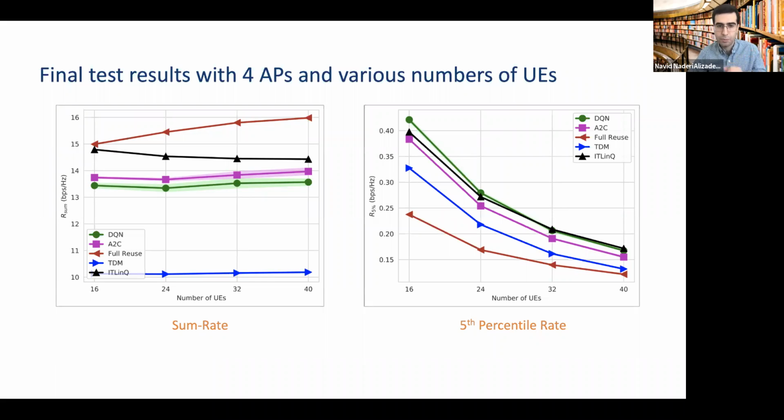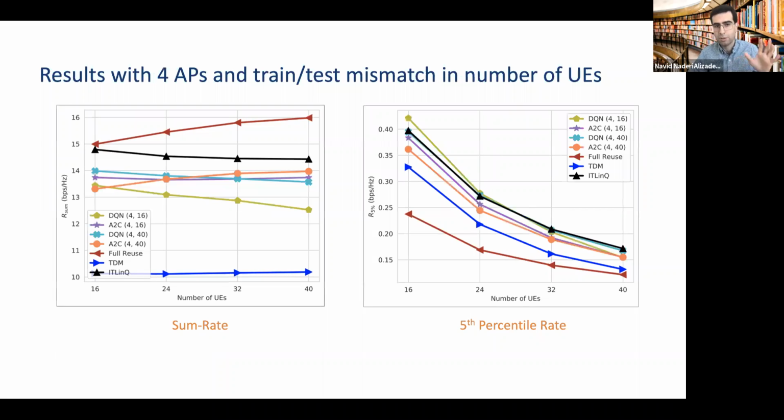So this is the case where we train on a scenario and test on the exact same scenario, but I mentioned that, because of the fixed size of the observation action space, we can go beyond that. So we can fix a number of access points, and we can test on a scenario which we haven't seen during training. For example, we train a DQN on 4 access points and 16 users only.